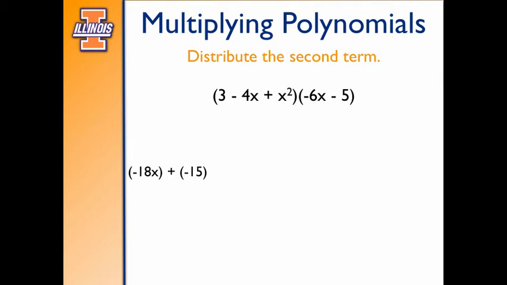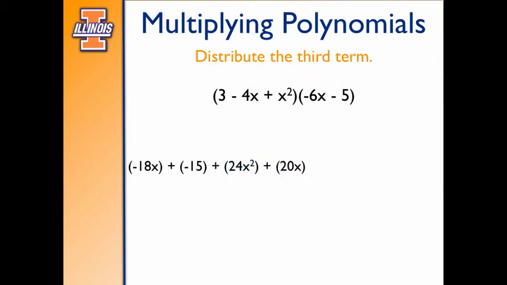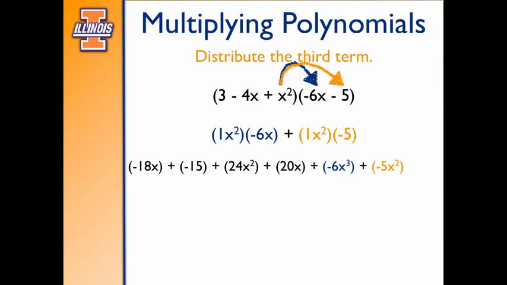Then I do the same thing for the negative 4x. Negative 4x times negative 6x. Negative 4x times negative 5. I get 24x squared and positive 20x. Then I have to do the same thing for the x squared. So 1x squared times negative 6x and 1x squared times negative 5. I simplify that. Negative 6x to the third plus negative 5x squared.